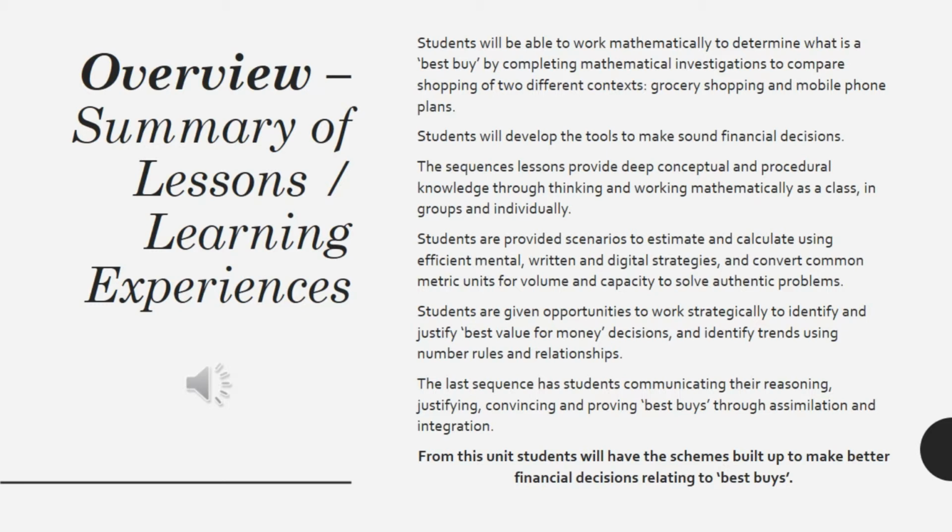Students are given opportunities to work strategically to identify and justify best value for money decisions and identify trends using number rules and relationships. The last sequence has students communicating their reasoning, justifying, convincing, and proving best buys through assimilation and integration. From this unit, students will have the schemes built up to make better financial decisions relating to best buys.